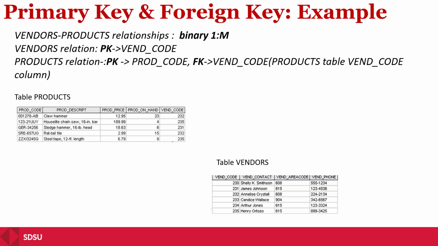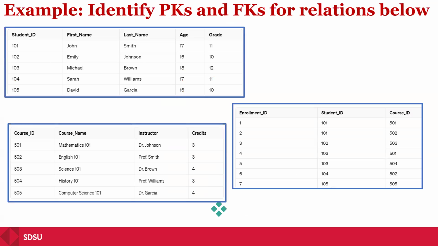The vendors relation has a primary key of vendor code, and the product relation has a primary key of product code, but we have a foreign key of vendor code, which allows us to connect the vendor table and product table together. So this is the concept of a foreign key and primary key relationship between two tables. Let's look at an example. Let's identify what the primary key and foreign key relations are below.